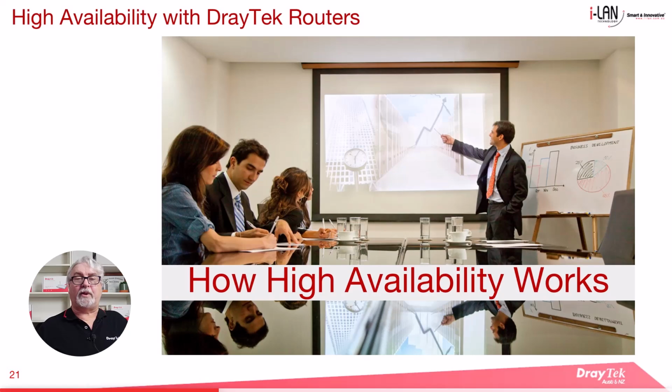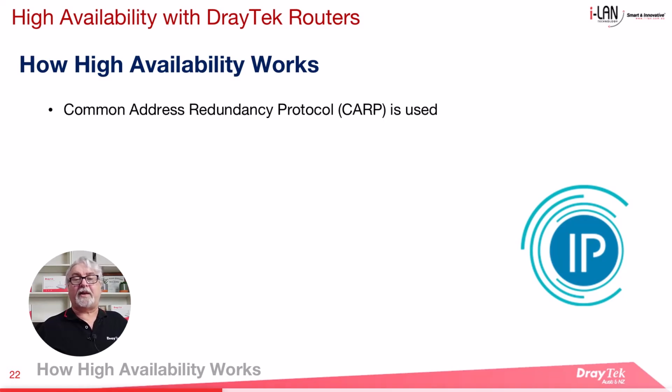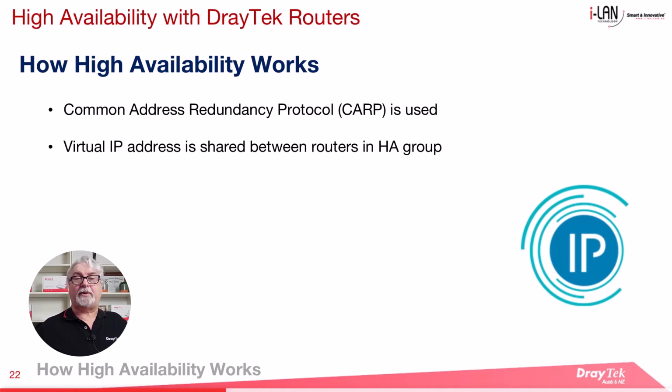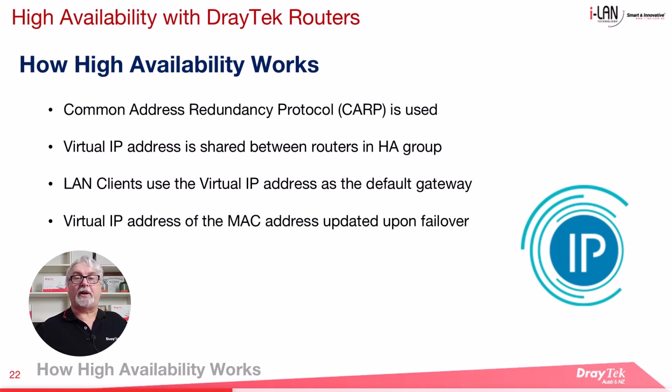Let's look at how high availability works for hot standby and active standby modes. There are a few items to be aware of when using high availability. The first is that Common Address Redundancy Protocol, CARP, is used for communication between the routers. Next is that a common virtual IP address is shared between the routers in a high availability group. LAN clients use this virtual IP address as the default gateway. If there's more than one subnet, each VLAN will have its own virtual IP address. When a failover occurs from the primary to the secondary router, the MAC address mapped to the virtual IP address is also updated to match the active router. I'll show you that in a little more detail shortly.